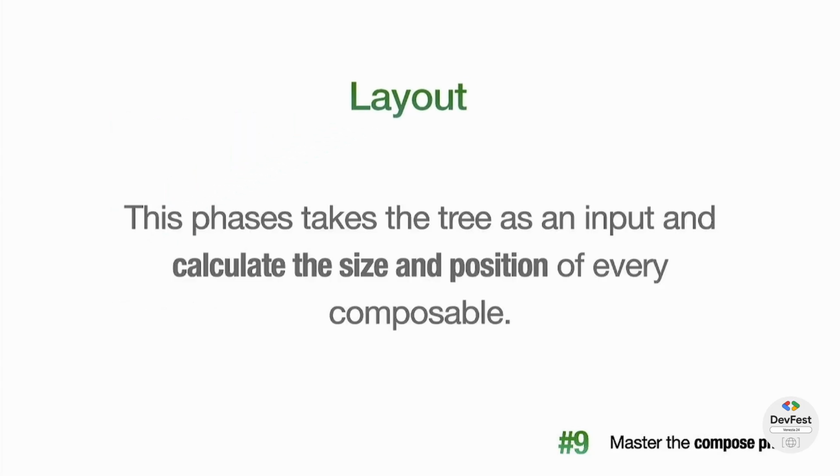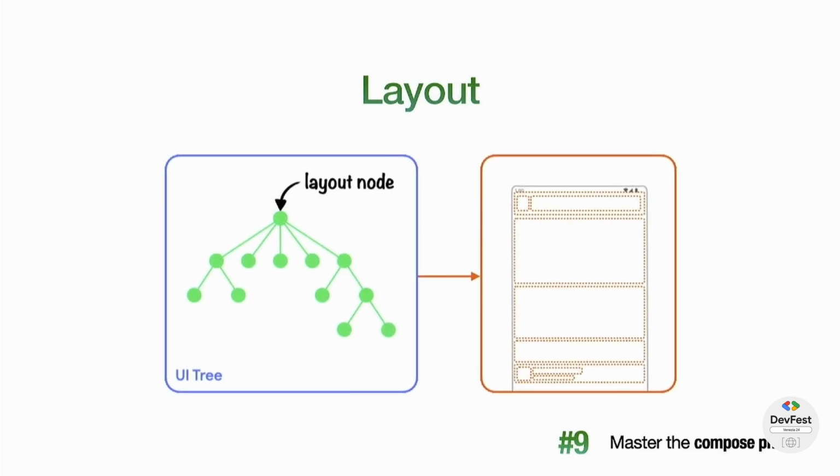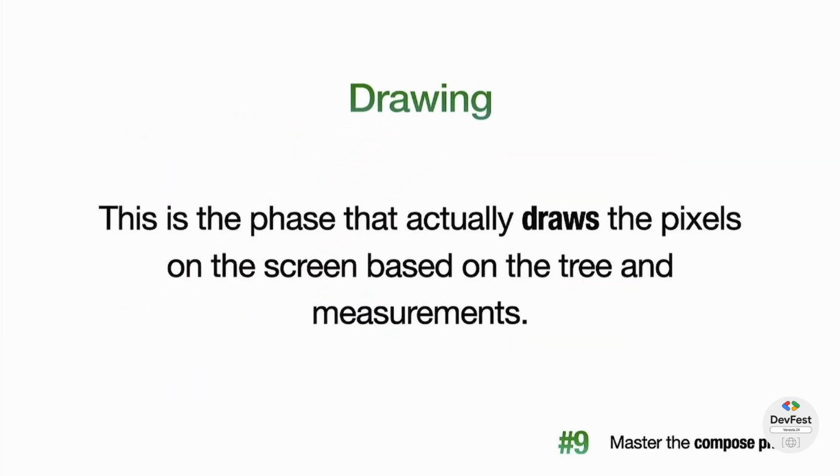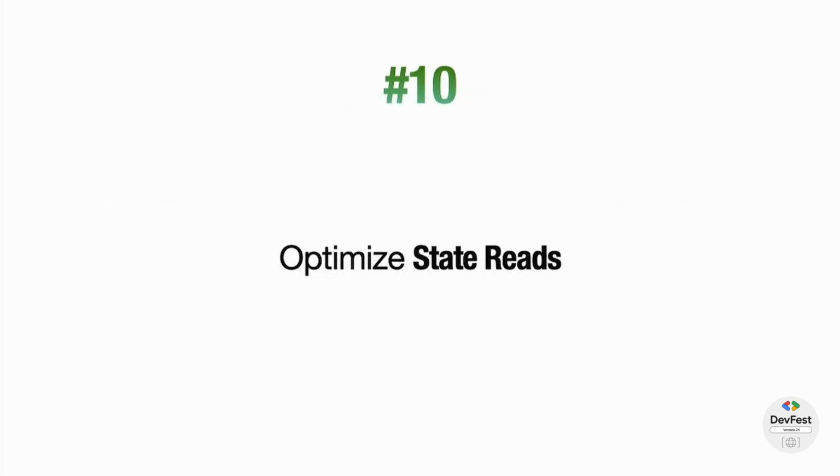Then the layout phase takes that tree as an input and calculates the size and position of every composable, and we end up with some information like this. We know the size of every one, and we know where each composable is placed. Then the last one is drawing. This is easy. This is just the one that actually adds the pixels on the screen. So understanding that is very important.